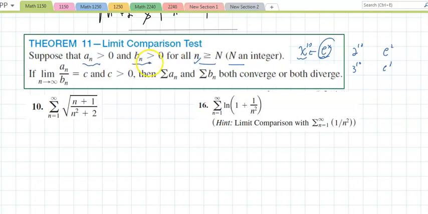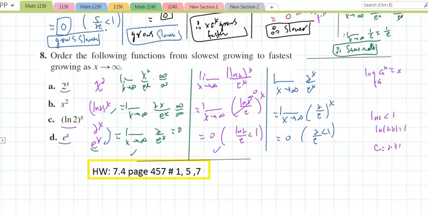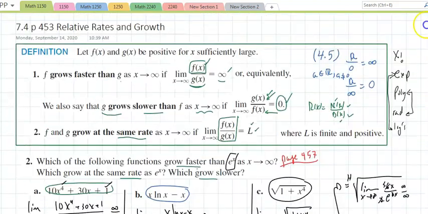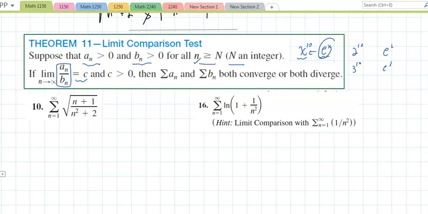So, as long as these both are always positive for certain values, and the limit as n approaches infinity of the ratio of those two equals c. So let's go back to section 7.4. If you recall how related growth works, what happens if I get the limit to be a number? That's this case. That means that f and g grow at the same rate. So we're not going to take this test and make it into 3 different sections. We're going to make it one simple test.